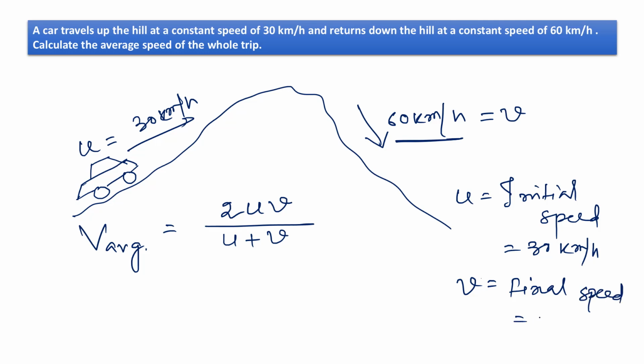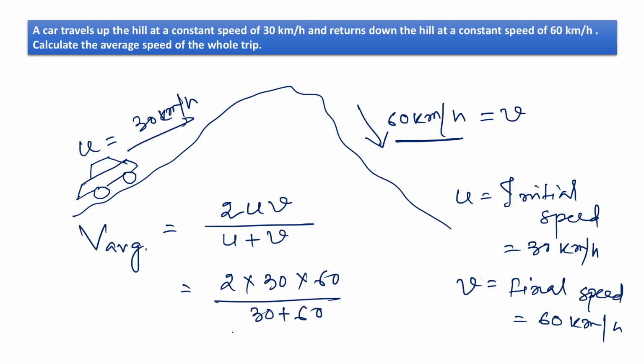In this case, it is given as 60 kilometer per hour. So what result will I get? Twice of 30 into 60 divided by 30 plus 60. So how much is it? Twice of 30 into 60 divided by 30 plus 60 is 90.